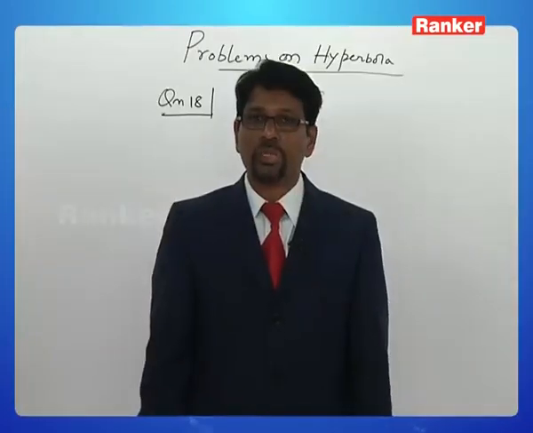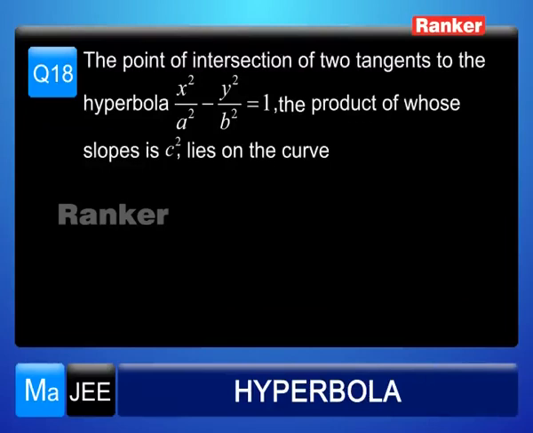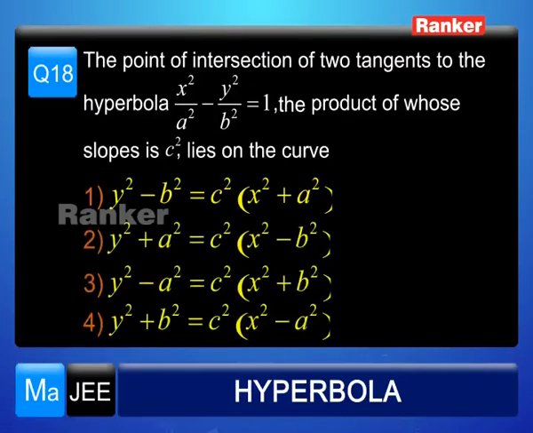Okay, let's move to the next question, question number 18. The point of intersection of the two tangents to the hyperbola x square by a square minus y square by b square equal to 1, the product of whose slopes is c square, lies on the curve: first option, y square minus b square is equal to c square into x square plus a square. Second option, y square plus a square is equal to c square into x square minus b square. Third option, y square minus a square is equal to c square into x square plus b square. Fourth option, y square plus b square is equal to c square into x square minus a square.